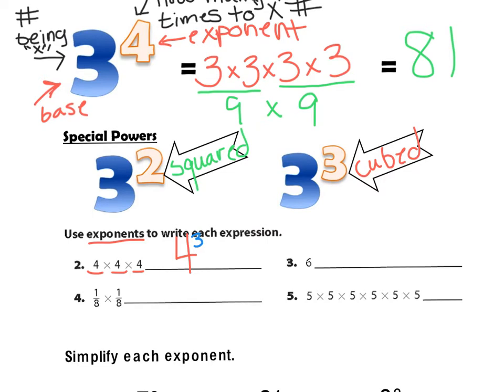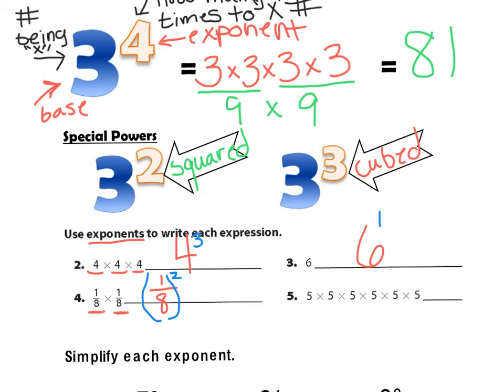Here we see 6. So what we see is what we're going to write really big. How many times do we see 6? Well, we only see 6 one time, so we're going to put an exponent of 1. Here, same thing with fractions. What we see is 1/8. So 1/8 is going to be our base, our number that's being multiplied, right? How many times do we see 1/8? We see 1/8 twice, so this would be 1/8 squared, or 1/8 to the second power, okay?